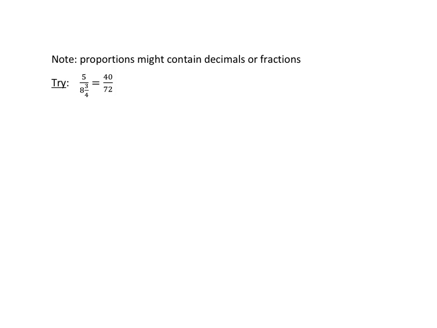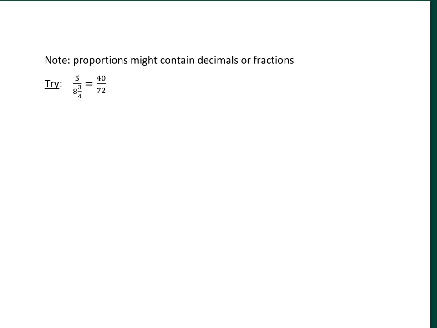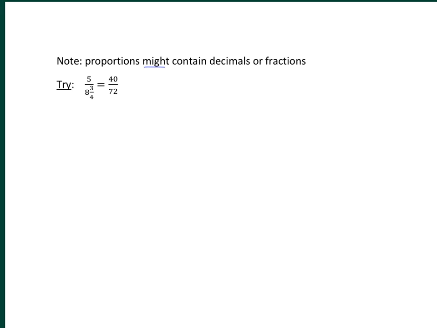Now, proportions might contain fractions or decimals as well. So here's a nice tricky one for you to try. I'm going to put the question mark there. Is 5 over 8 3/4 equal to 40 over 72? To do this one, we're going to do the cross products. Let's do the easy one first. 5 times 72. For that one, we'll get 360.